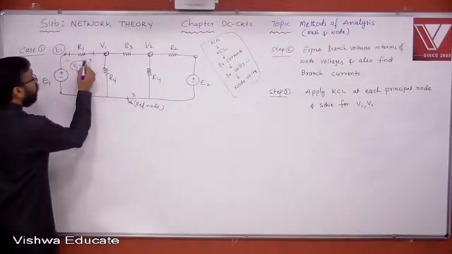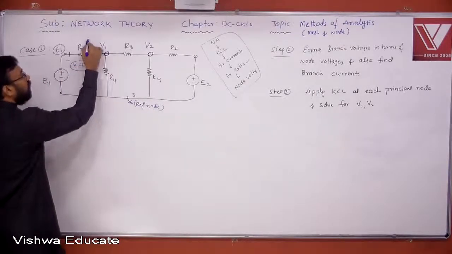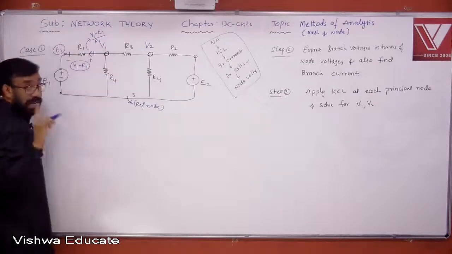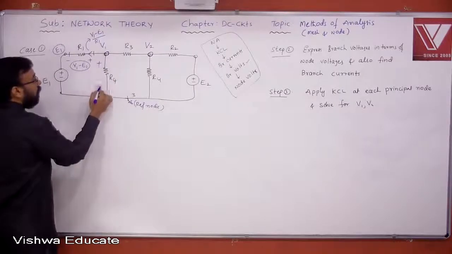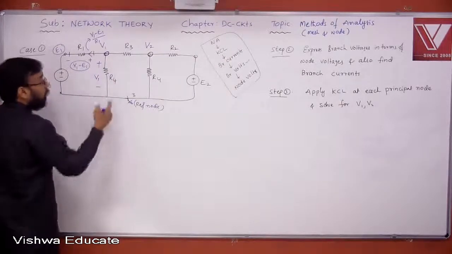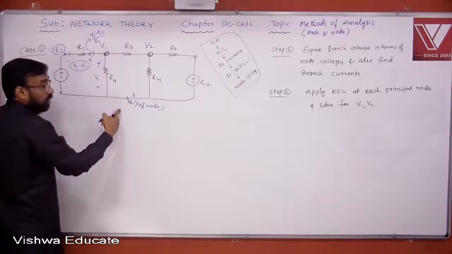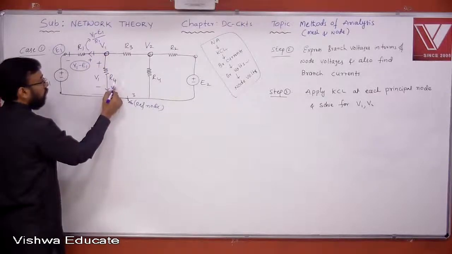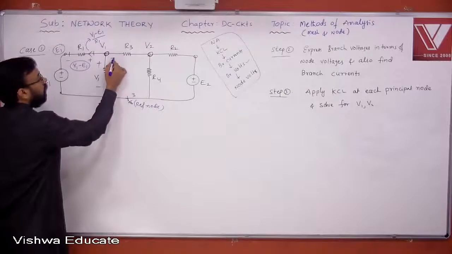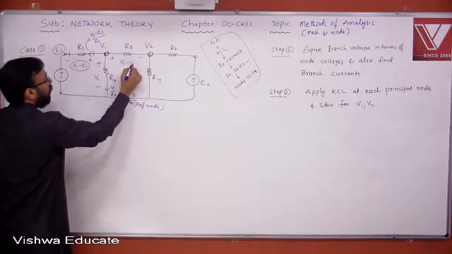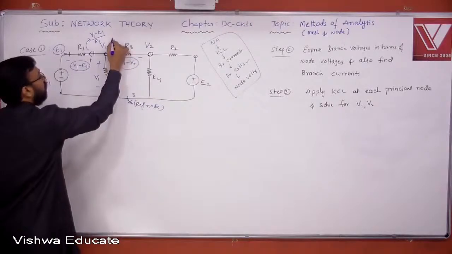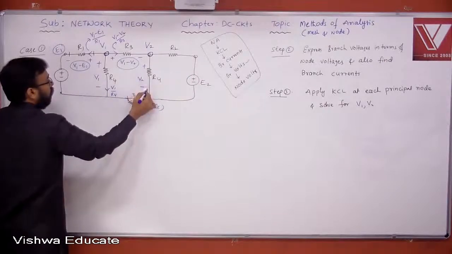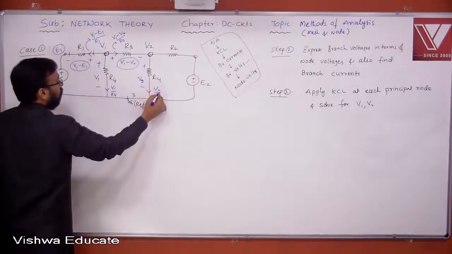Now, what is the direction of current? If you know polarities, you know the direction of current. What is it? V1 minus E1 by R. Clear? Similarly, here the branch voltage and node voltage are the same, because this element belongs to the first node and the zero node. Therefore, the reference node, therefore the branch voltage is the same as the node voltage. Therefore, V1 by R4. Here, V1 is higher. Therefore, V1 minus V2 I can assume, right? Then what is the current? V1 minus V2 by R3.